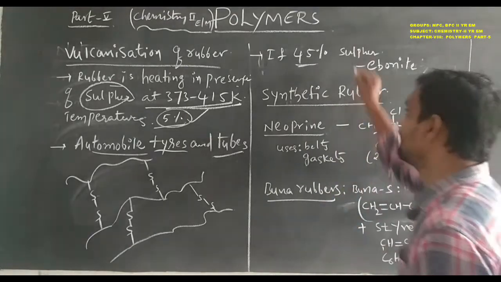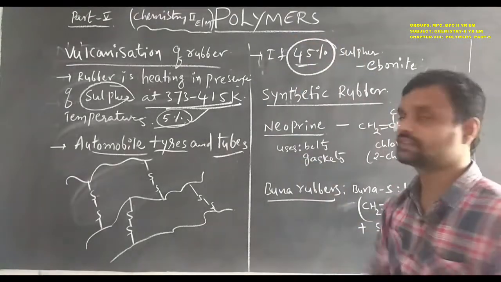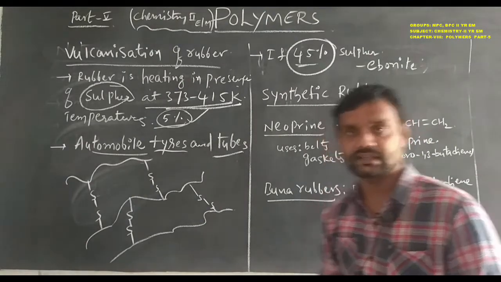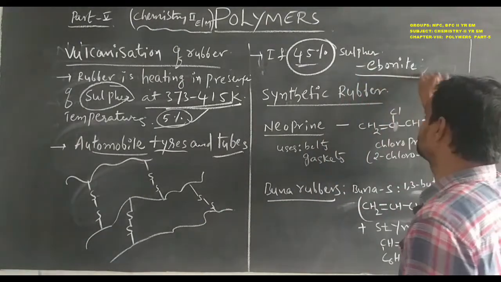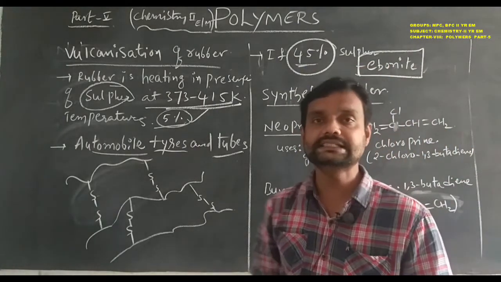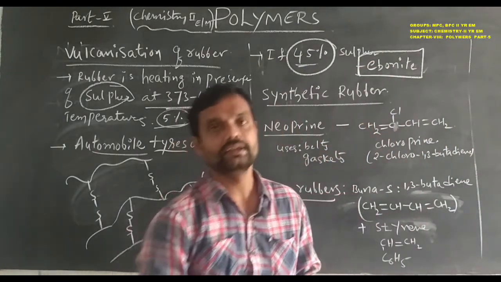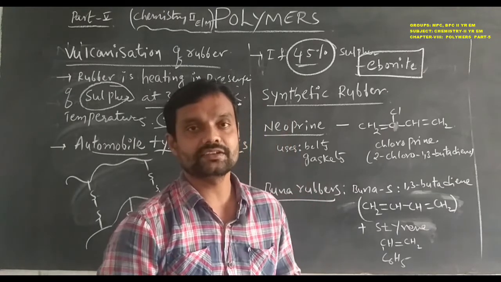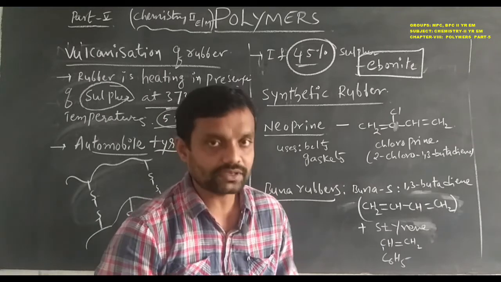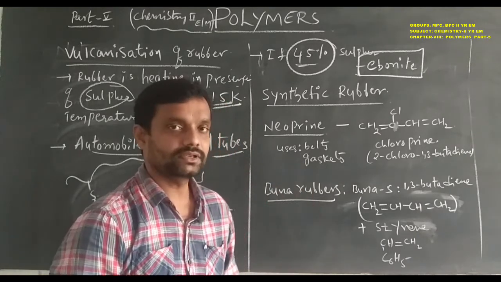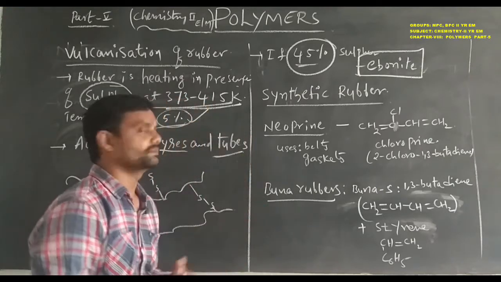For example, if 45% of sulfur is used in the vulcanization process, then that material is called ebonite. What is that material called? Ebonite. Ebonite means nothing but 45% sulfur vulcanized rubber. This is about the natural rubber. Then we move to the synthetic rubber.